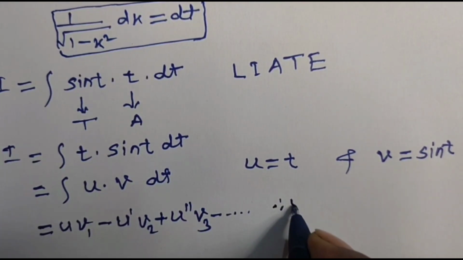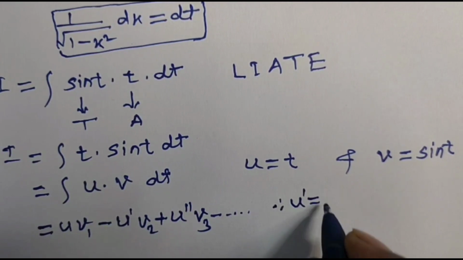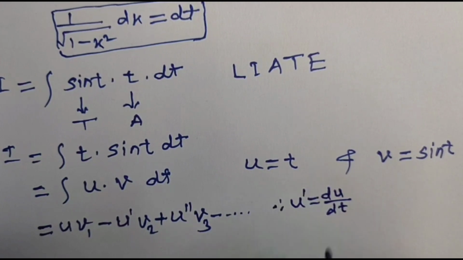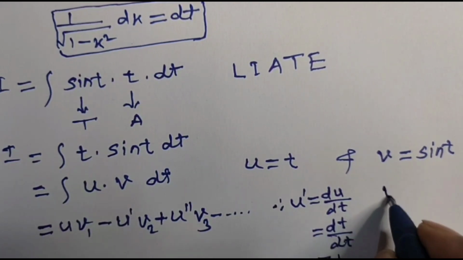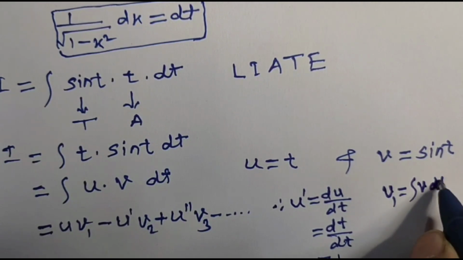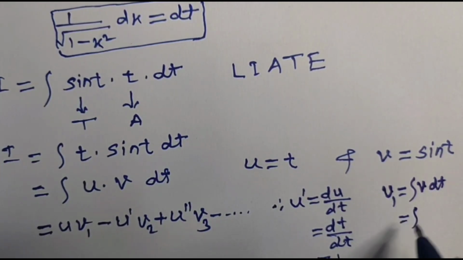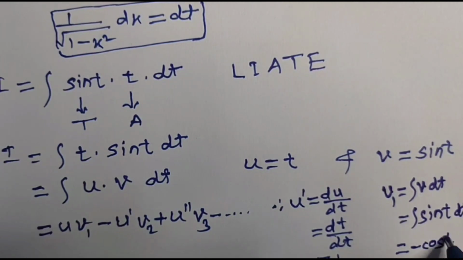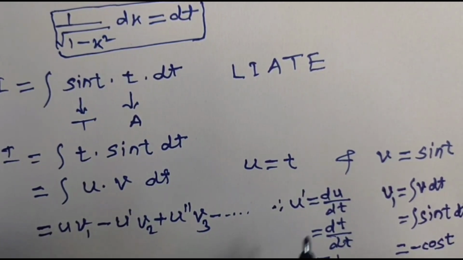Hence u dash is the derivative of u with respect to t, and u is t. So the derivative of t with respect to t is equal to 1. v1 is the integral of v with respect to t, and v is sin t. The integral of sin t with respect to t is minus cos t. Okay, we have obtained v1 and u dash.